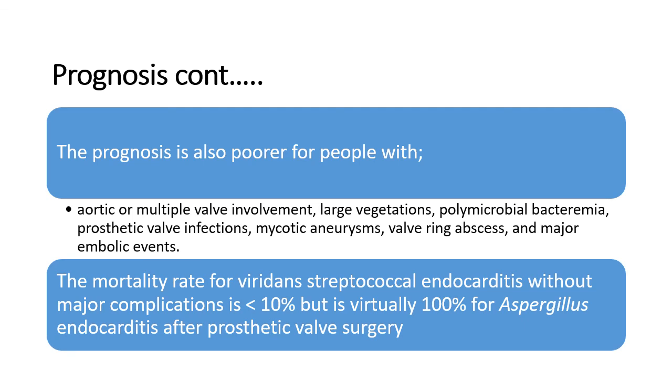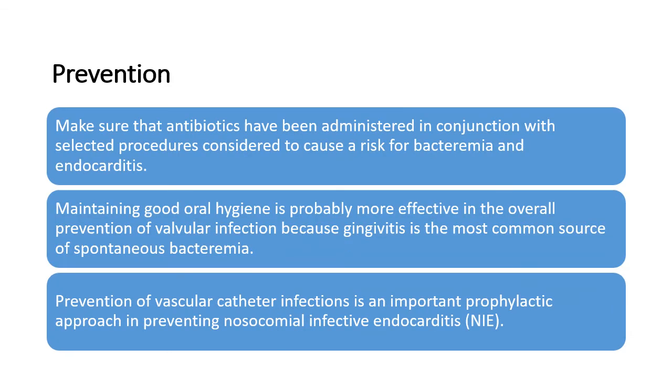Mortality rate for viridans streptococcus endocarditis without major complication is only 10%. Of course, viridans streptococci are less virulent and cause subacute infective endocarditis, but mortality is usually 100% in aspergillus endocarditis after prosthetic valvular surgery. Prevention. So how can you prevent infective endocarditis?